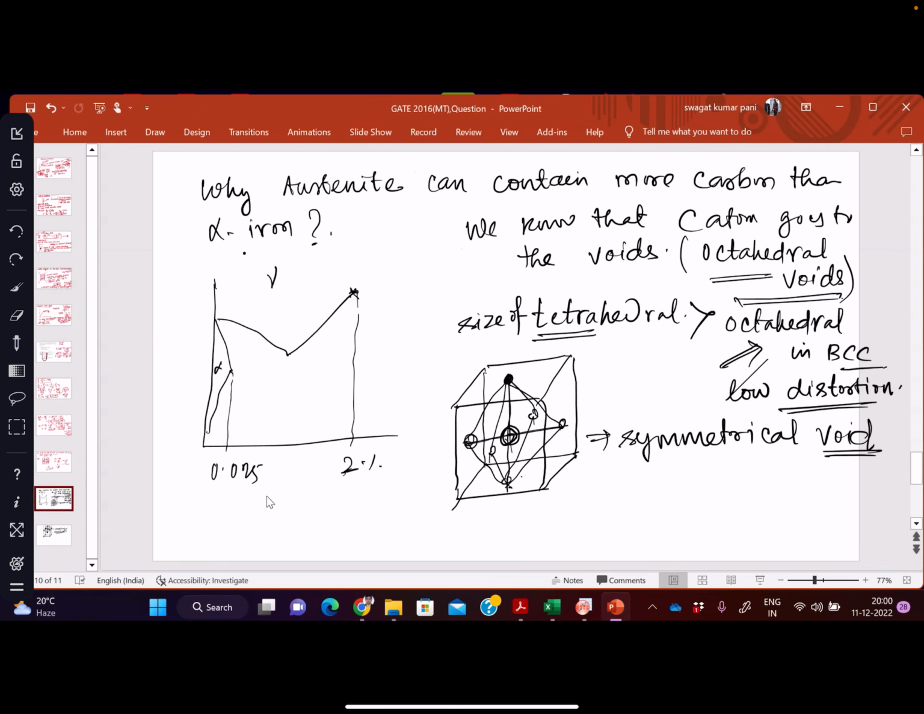Got it? In both cases, FCC or BCC, the carbon atoms go to the octahedral void, because the tetrahedral void is much more distorted. So it prefers to go to the octahedral voids. And in FCC, the octahedral void is perfectly symmetric. So more carbon atoms can be occupied in that. That's why we have around 2% in austenite and around 0.0258% in alpha, because of the distortion of the octahedral void.